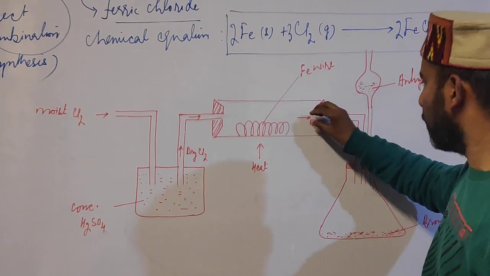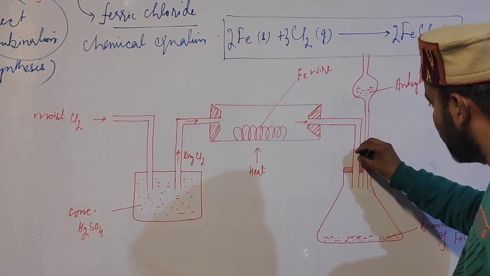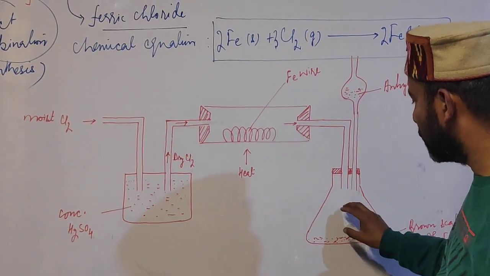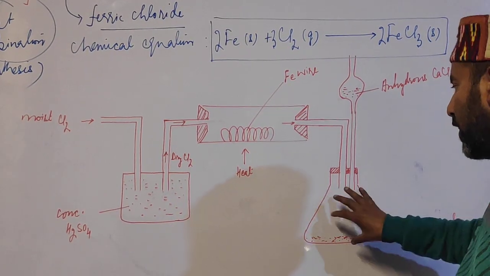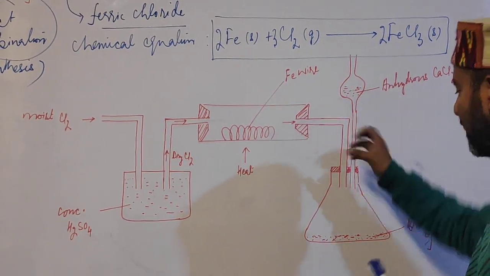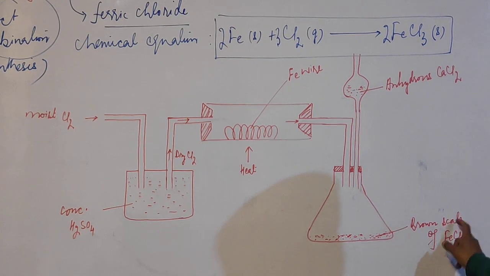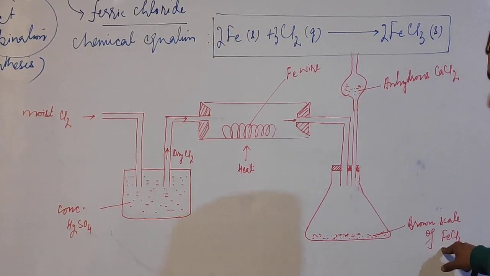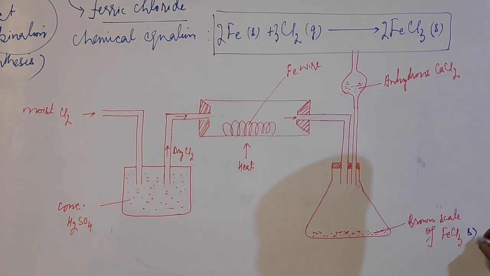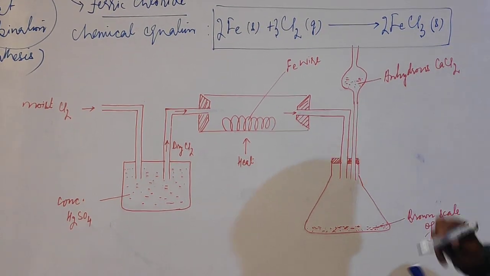So now these vapors of ferric chloride are then what? They are introduced to this conical flask where the ferric chloride is condensed to give a brown scale of what? Ferric chloride solid. So vapors are condensed into ferric chloride.